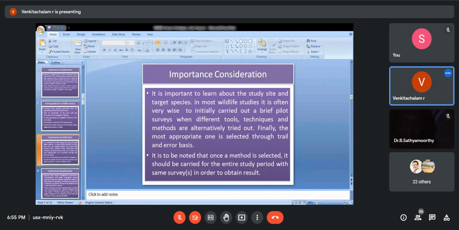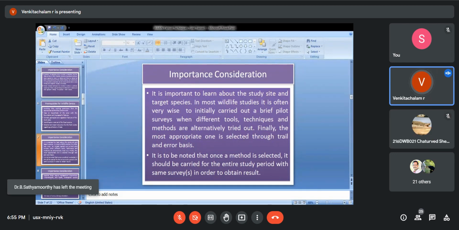It is very good to know how they did their studies and what methods were used at the time. It is very, very important. And it is to be noted that once a method is selected, it should be carried out for the entire study period with the same survey in order to obtain results.